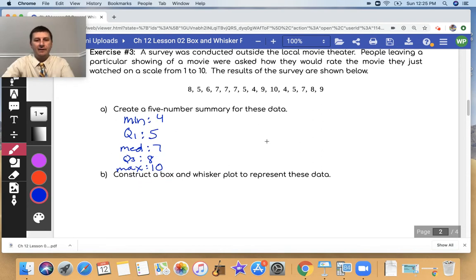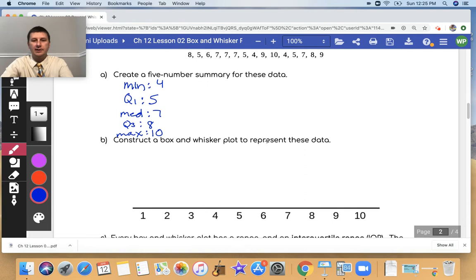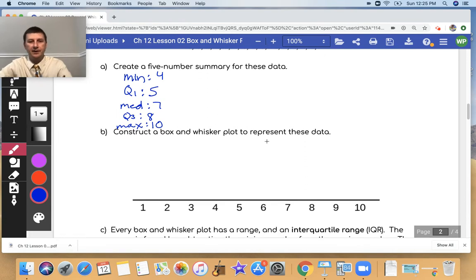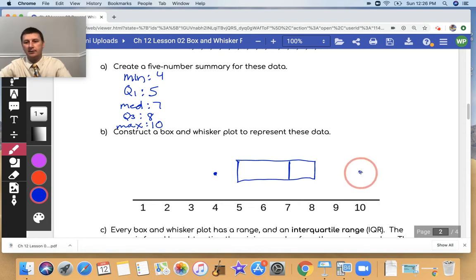So now that we have our 5-number summary, we're able to create a box and whisker plot to represent these data. So our minimum is going to be 4, so that's going to be a point above 4. Our first quartile will be at 5, so we're going to draw a vertical line at 5. That's going to create our box. Our median will be at 7, so another vertical line at 7. Our third quartile at 8. Once we have the 3 vertical lines, we could go ahead and connect those 3 to make the box. And our maximum will be at 10, so another point at 10, and that makes our whisker. So right there, we have our box and whisker plot.